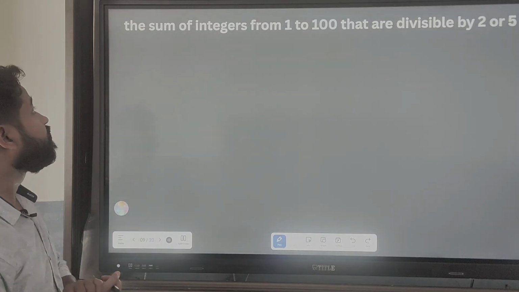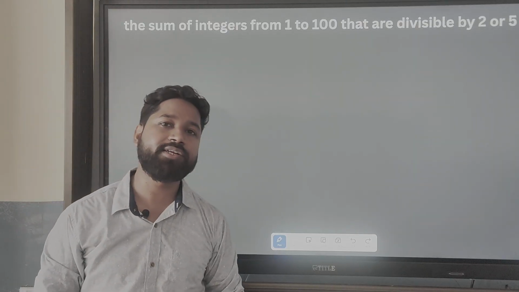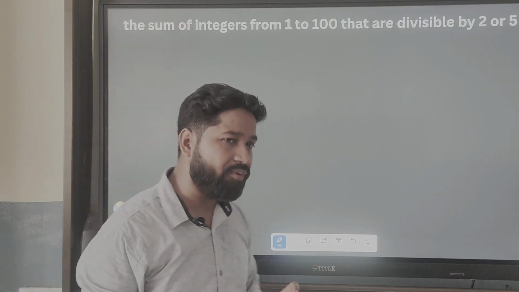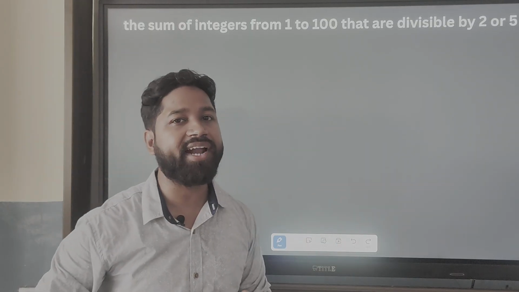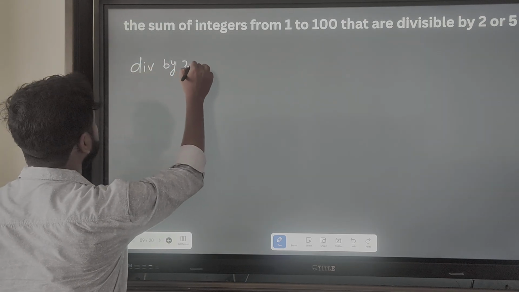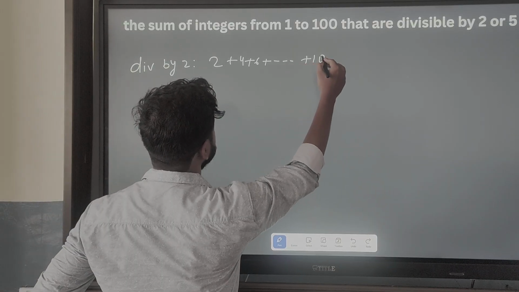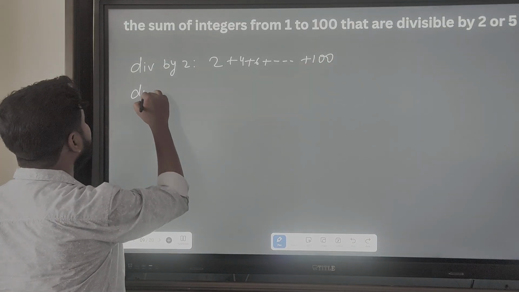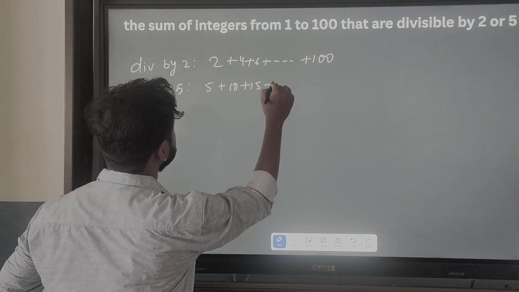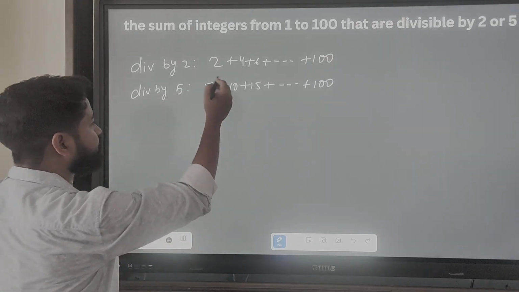Let's go for the next question then. What are they saying? The sum of integers between 1 to 100 that are divisible by 2 or 5. Now we don't want the number of terms, we want the sum of the numbers from 1 to 100 that are divisible by 2. If I separate this, divisible by 2 means 2 plus 4 plus 6 plus and so on till 100. Divisible by 5 means 5 plus 10 plus 15 plus and so on till 100. And we want the sum of that. So do one thing.